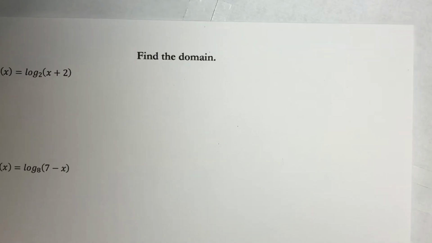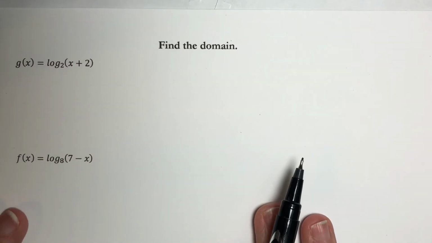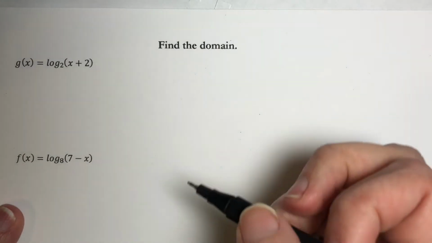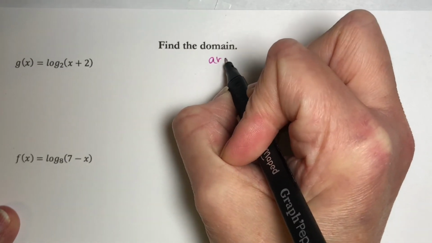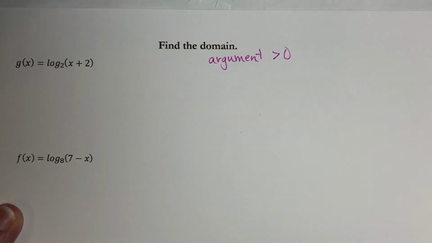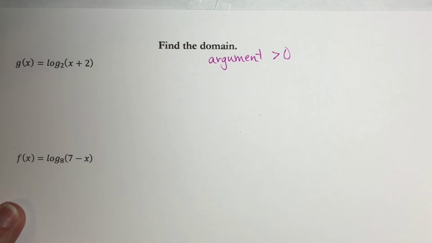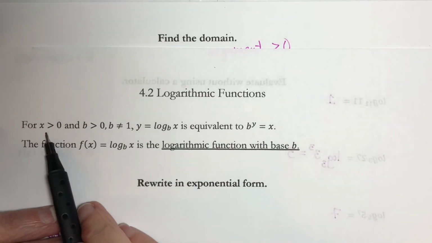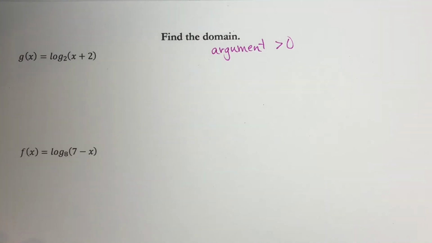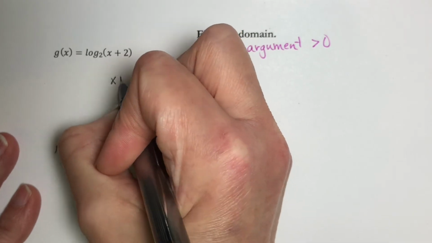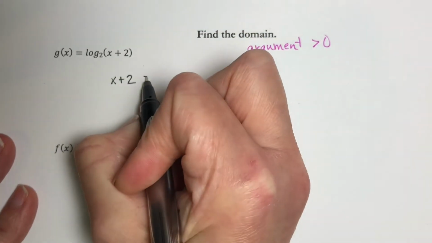Let's talk about finding the domain of a logarithm. Now, what we said earlier was that the argument has to be greater than 0. That was part of the definition of a logarithm, which I have right here. See, x, which is the argument, had to be greater than 0. So what this tells me is that in order to find the domain of this, x plus 2 has to be greater than 0.